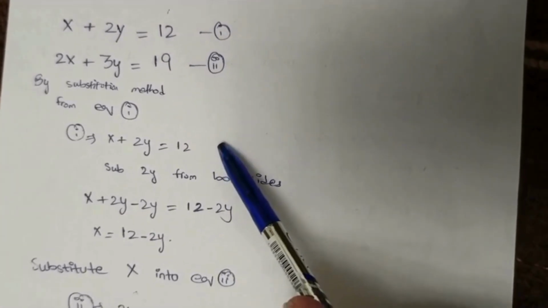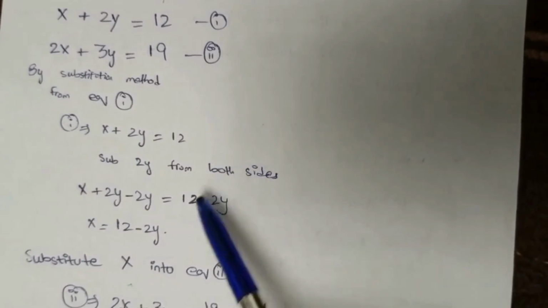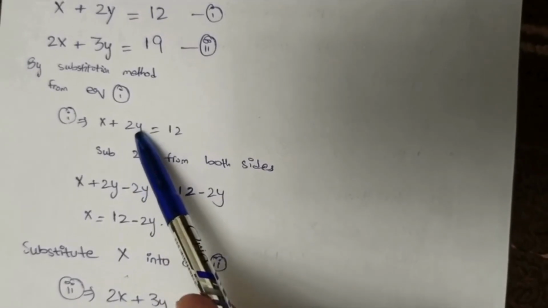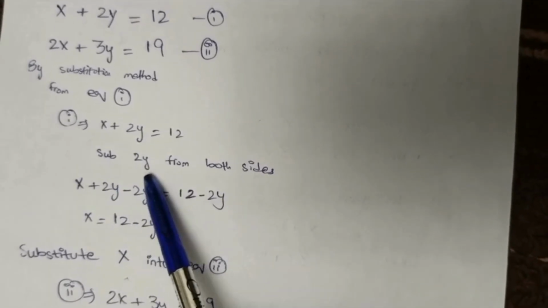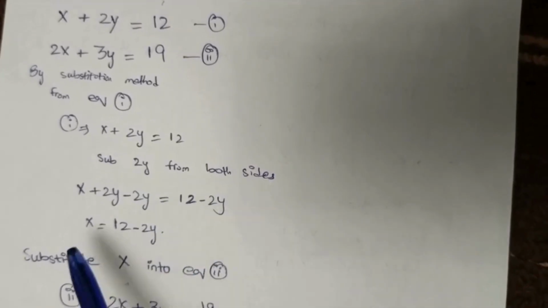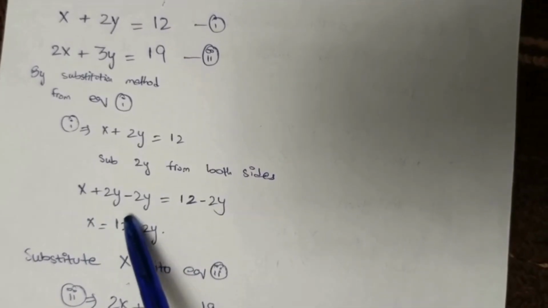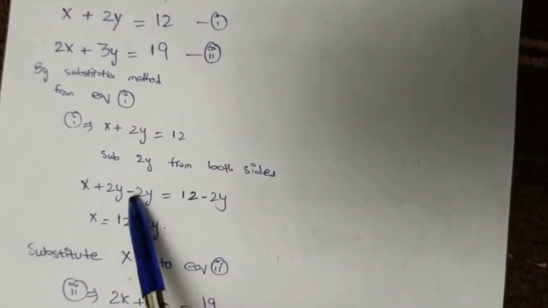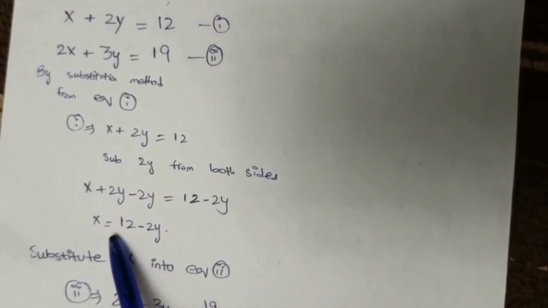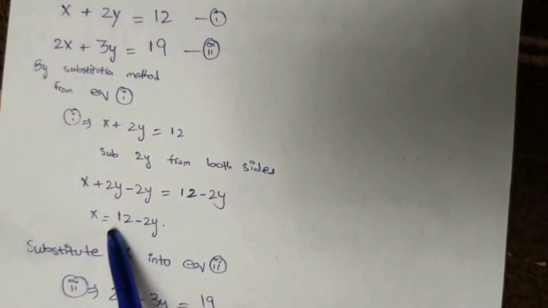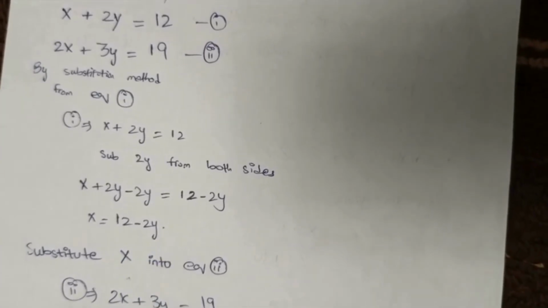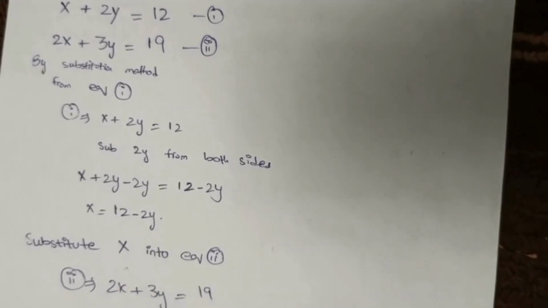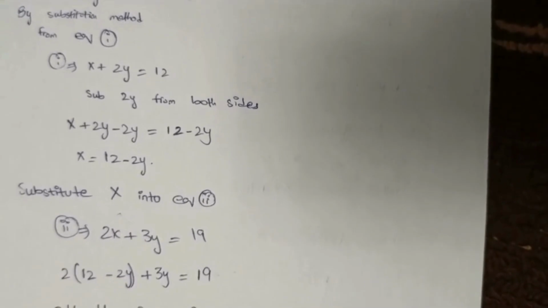So equation 1 was x plus 2y is equals to 12. To isolate x, we have to get rid of 2y from over here, right? So subtract 2y from both sides. X plus 2y minus 2y is equals to 12 minus 2y. This 2y minus 2y becomes 0, and we've got ourselves equation of x, that is x is equals to 12 minus 2y. Now we substitute this value into the other equation, that was equation 2.